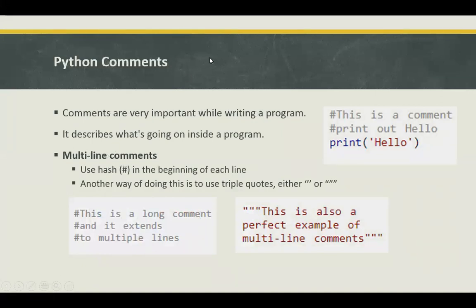Python comment. In the last lecture, we discussed what is the role of comments in programming and how we can comment in Python. If you want to comment a single line, we use a hash symbol. If you are commenting multiple lines, then we have to use the triple quote.